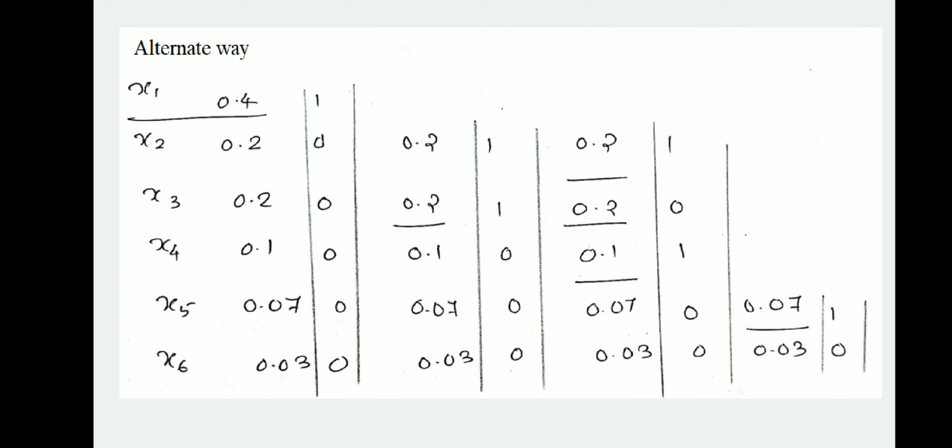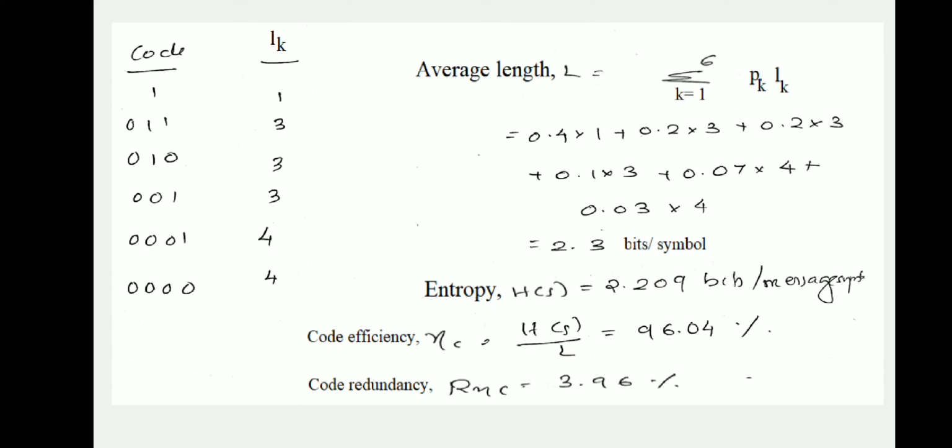That's the only difference. So for x1 the code is 1, for x2 011, x3 010, x4 001, x5 0001, and for x6 it is 000. So that's the alternate way of coding using this Shannon-Fano coding.